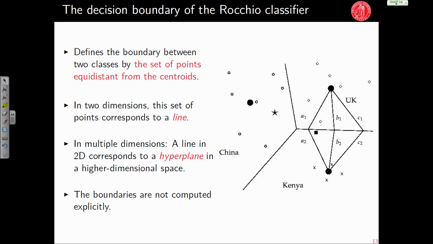Yeah, I think I've said everything to be said here. So the important thing to remember here is that these decision boundaries are linear.